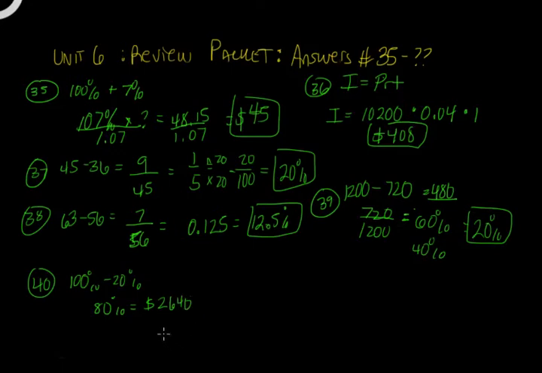Well, what do we want to know? We want to know what was 100% of the price. So 80% of what we want, of X, is $2,640. Let's divide both sides by 80%, which we all know is 0.8. Let's write that a little bit neater, $2,640.